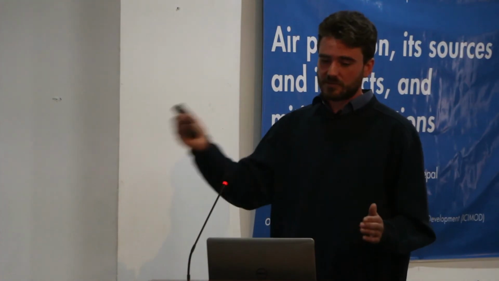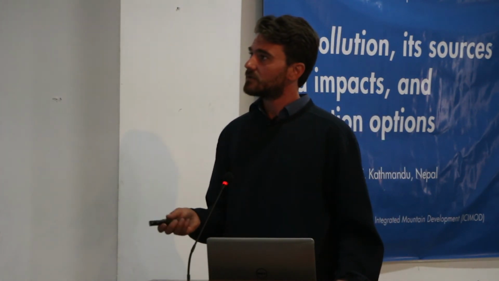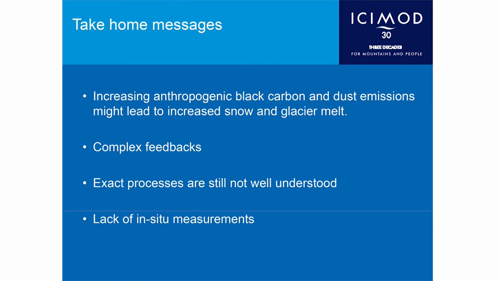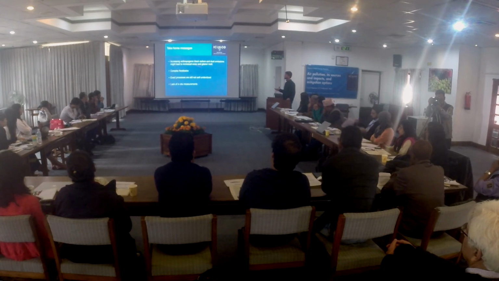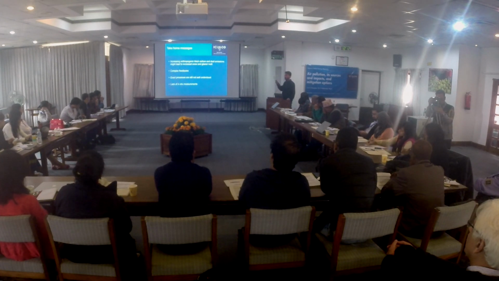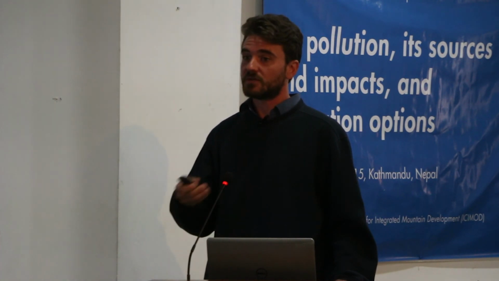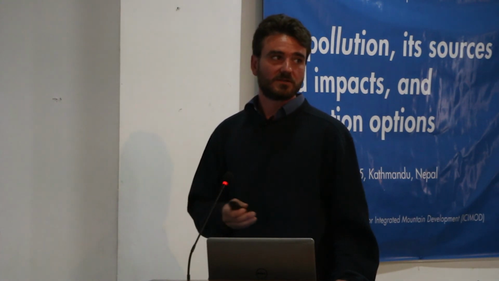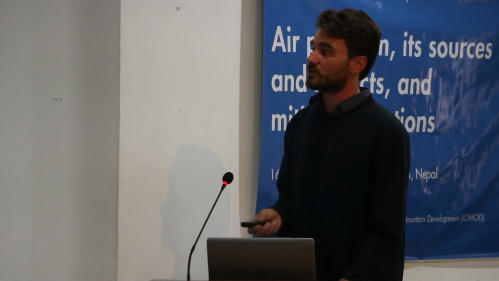So I just gave you a quick overview, some take-home messages. We might have increasing anthropogenic black carbon and dust emissions, and this might lead to increased snow and glacier melt. But there are complex feedbacks, like I showed you in this diagram with the arrows everywhere. And the exact processes of the transport, the deposition, and how it affects the melt are not totally well understood yet. And we really lack in situ measurements.